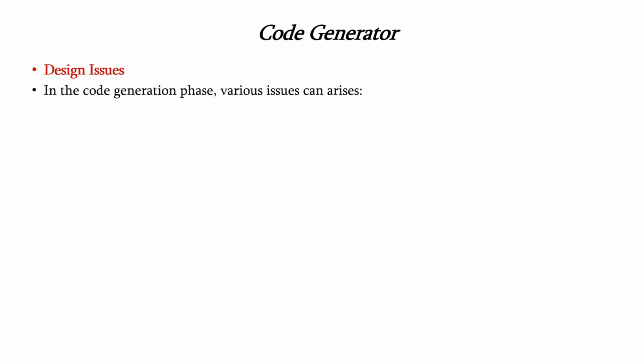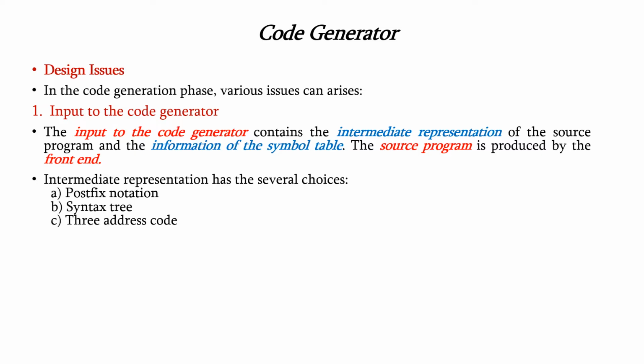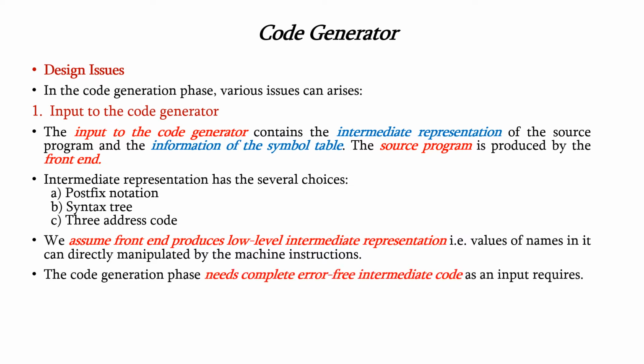In the code generation phase, various issues can arise. The first issue is input to the code generator. The input to the code generator contains the intermediate representation of the source code and the information of the symbol table. The source program is produced by the front end of the compiler. The intermediate representation has several choices like postfix notation, syntax tree and three address code. We assume that the front end produces the low level intermediate representation, that is, the values of the names in it can be directly manipulated by the machine instructions. The code generation phase needs complete error-free intermediate code as input. So this has to be considered in the code generation.